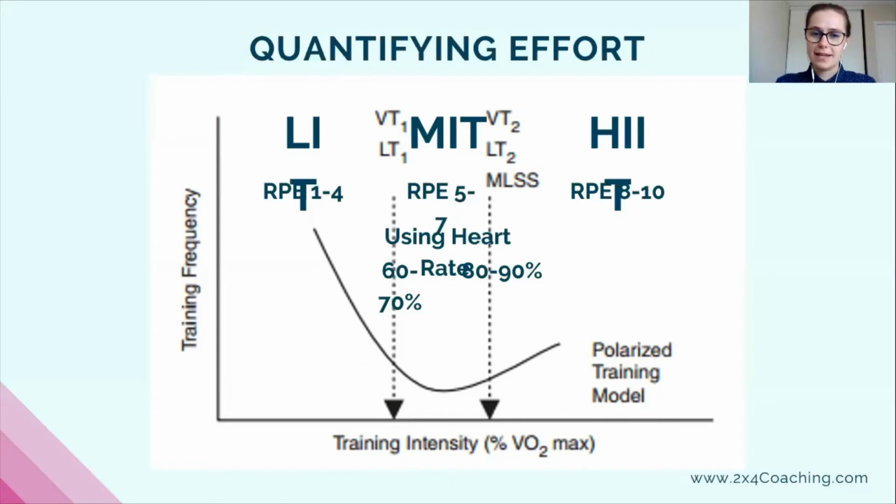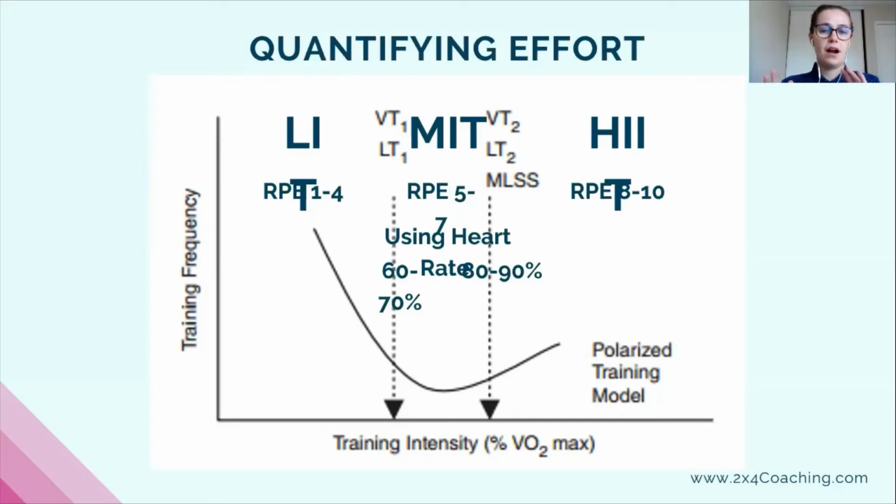Our moderate intensity training, that's in between our thresholds, and that is our zone 3 typically. And when we're talking about RPE, that RPE is about 5 to 7. So 7 usually correlates almost exactly with anaerobic threshold. So an RPE of 7 is usually at or just below threshold.